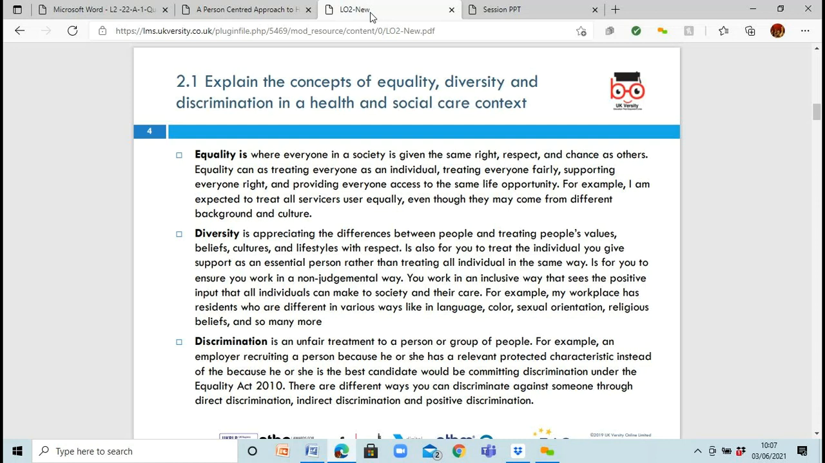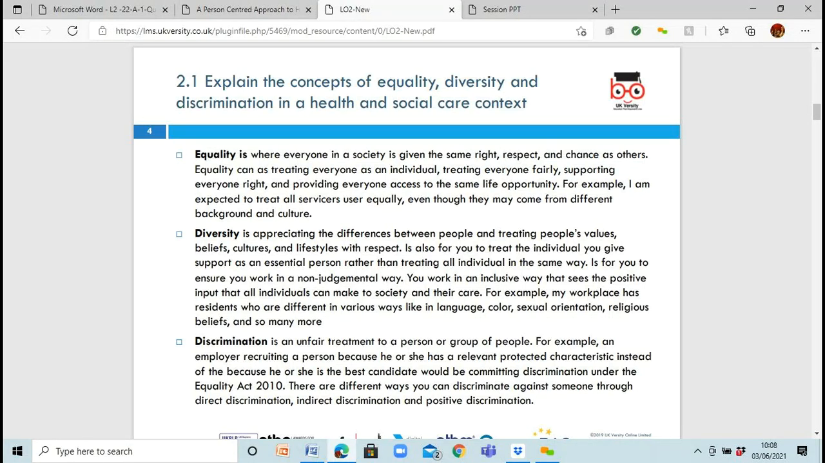So, equality is where everyone in a society is given the same rights, respect, and chances as others. Equality is about treating everyone as an individual, treating everyone fairly, and supporting everybody in the right way. So you're making sure that you're providing access to the same opportunities that everybody else is getting. An example: I'm expected to treat all service users equally. They might come from different backgrounds and cultures, they might have different beliefs from me, but I'm still going to treat every single one of those people that come in to see me equally. I'm not going to treat one better than the other.